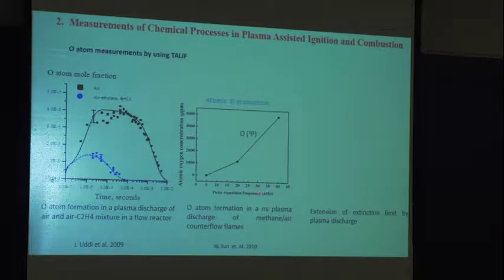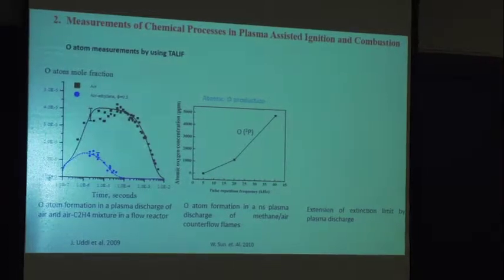And we did a similar measurement in a counterflow flame. We built a counterflow flame and looked at how the atomic oxygen production affects the extinction limits. As you can see, by increasing the repetition rate, atomic oxygen can be produced at 5,000 ppm. So 5,000 ppm, if we compare to the atomic oxygen concentration in flames, what is the magnitude of atomic oxygen concentration in flames?